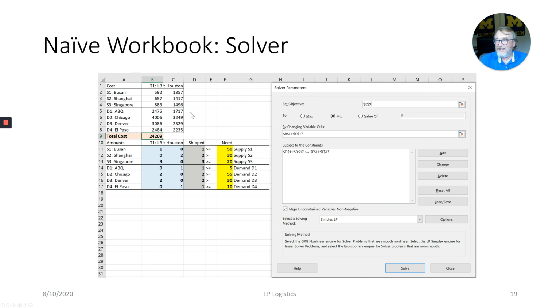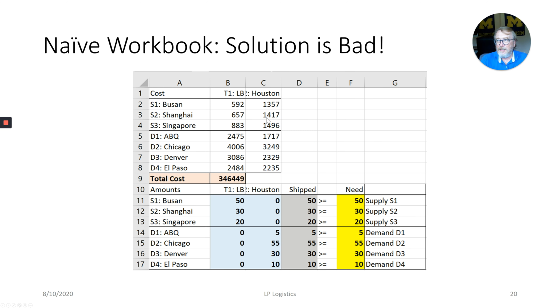And here's the solver dialog box. The total cost is there, minimizing the amounts in blue, and subject to the constraint that the amount we're either shipping from the locations or receiving at the destinations is bigger than or equal to the supply or the demand. And again, simplex, you hit solve and come up with a solution.